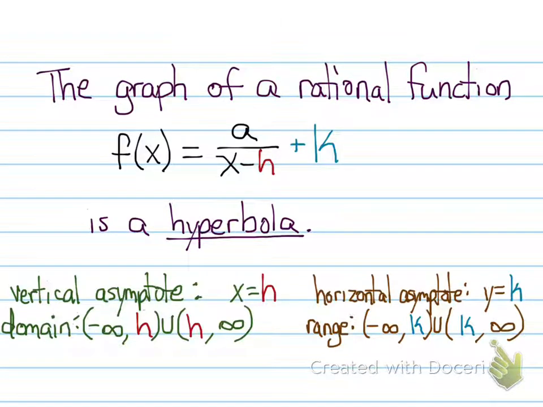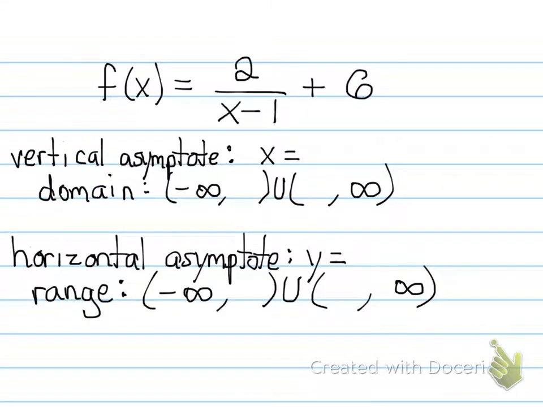To find the vertical asymptote, it is going to be x equals h. So basically what you're doing is looking at the denominator that says x minus h, set it equal to 0 and solve for x to get your value of h. And your domain is going to go from negative infinity to whatever that asymptote is, union asymptote to infinity. Your horizontal asymptote from the function is going to be whatever that last number is. And then, of course, your range is going to go from negative infinity to that number and that number to infinity. All right, let's look at the first example.